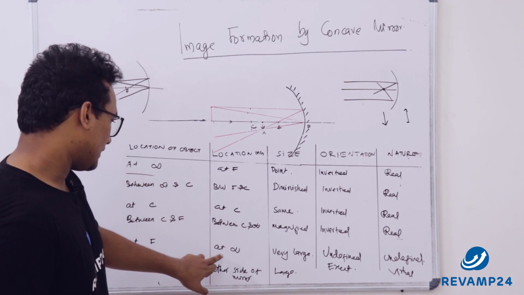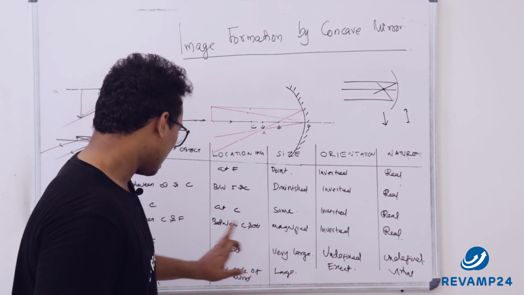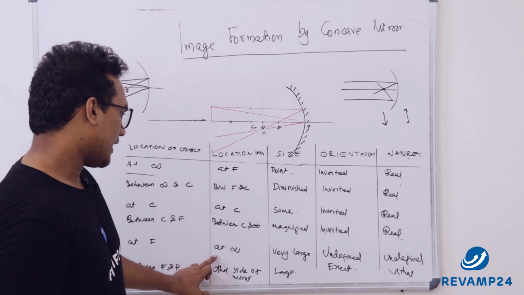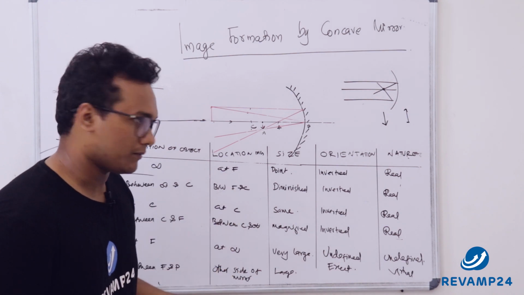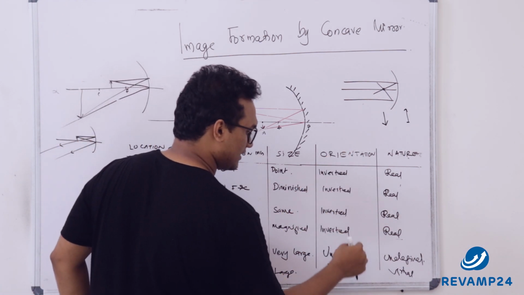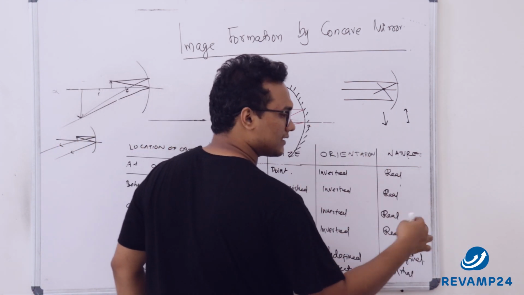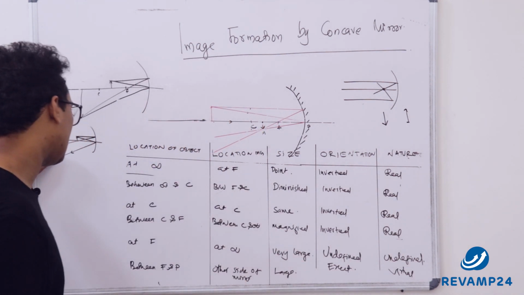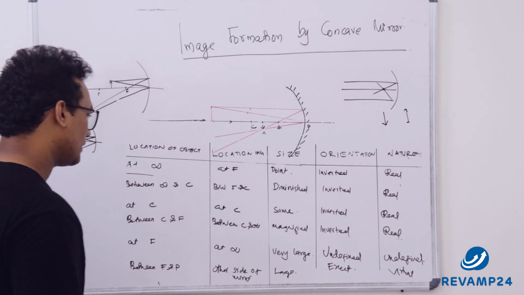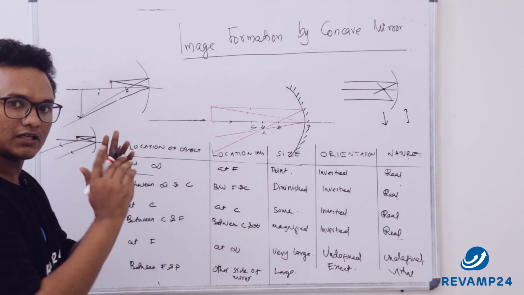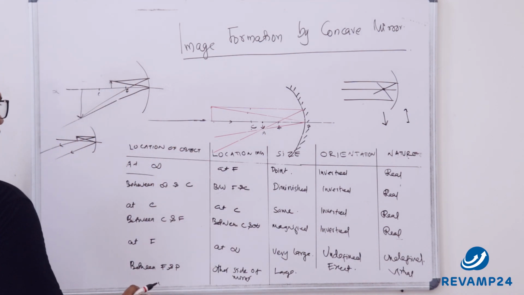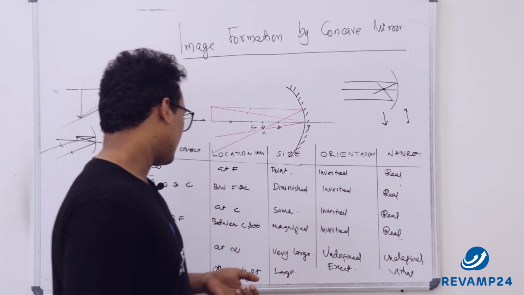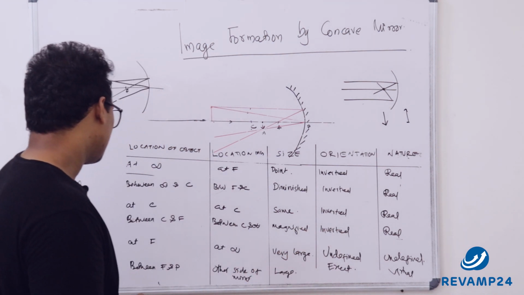Okay, so anyway, at focus the image is at infinity, and as for the image, we don't know about it, we have to say that the orientation is undefined and even the nature is undefined, because we know that parallel lines never intersect. Okay, so the size would be, if at all they are intersecting at one point, that would be a point very far away, so it is a very large image.